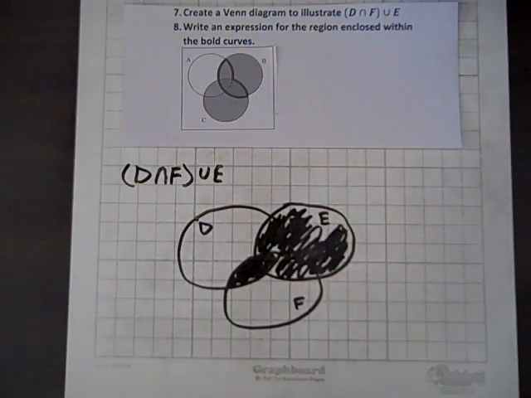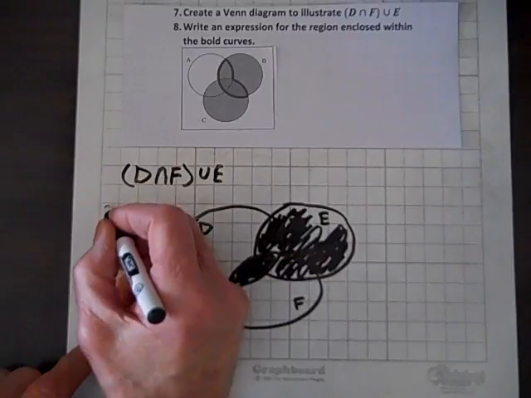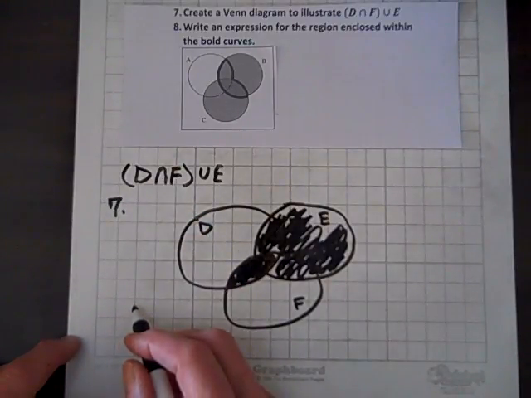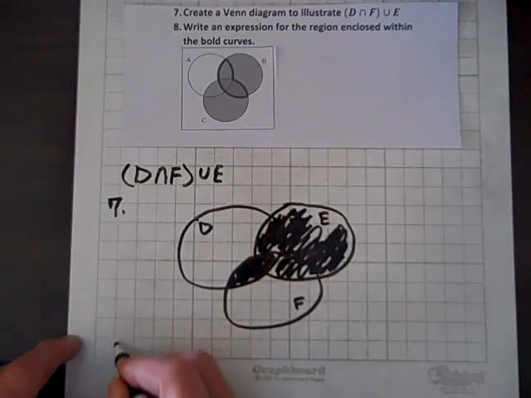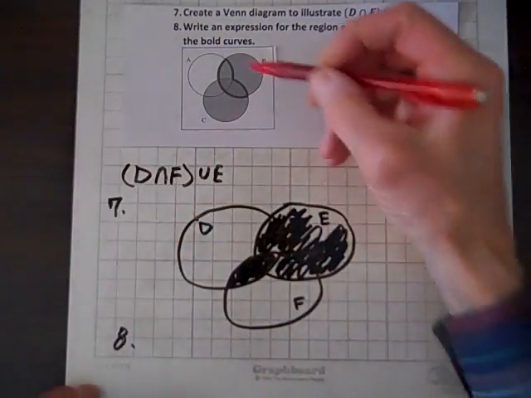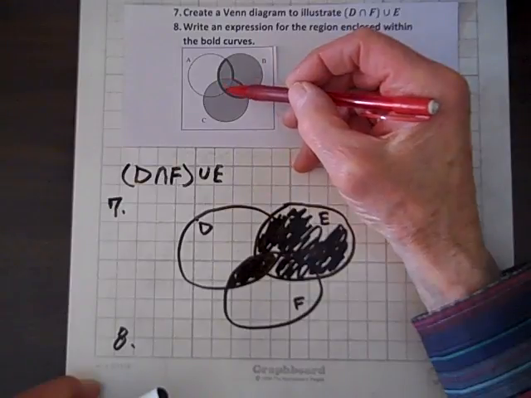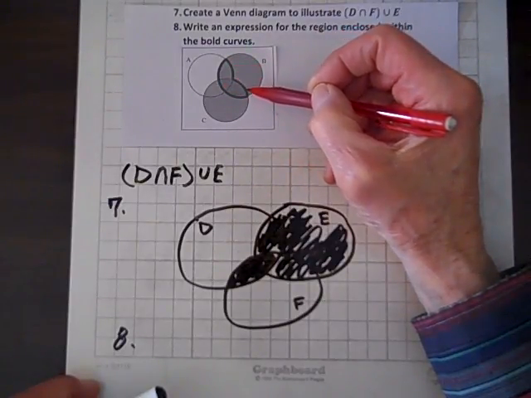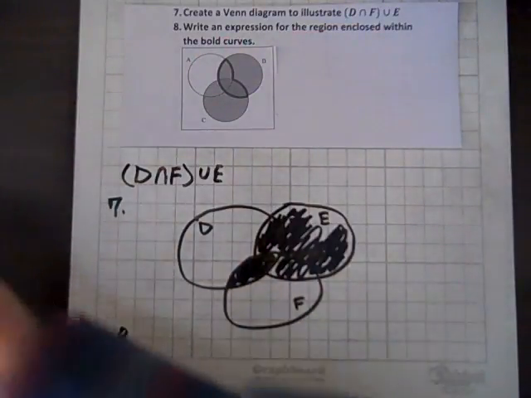Now let's do question 8. And so this was 7. Let's do 8. Write an expression for the region enclosed within the bold curves. And what they're talking about is these bold curves here, the wide ones.